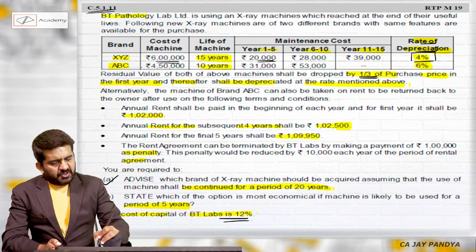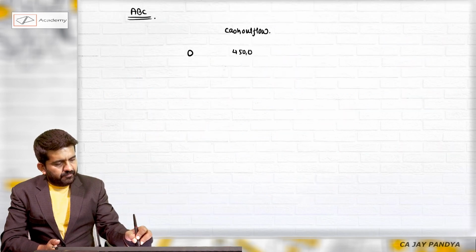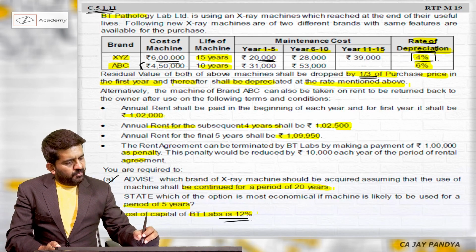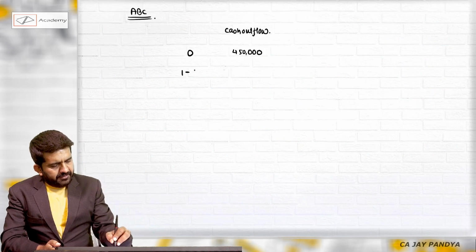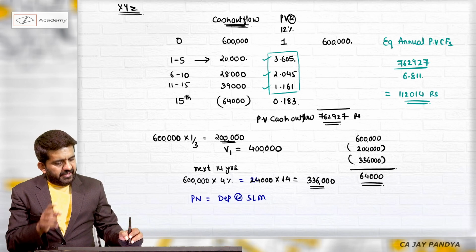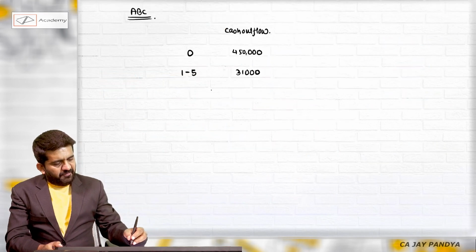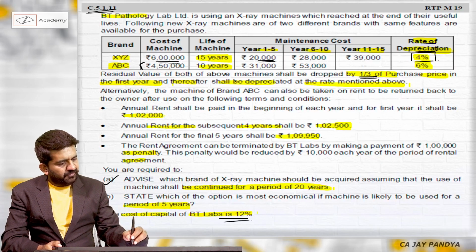At the end of 0 year, the cash outflow will be 4,50,000. Cash outflow from 1 to 5 years will be 31,000, and from 5 to 10 years will be 50,000, 53,000.